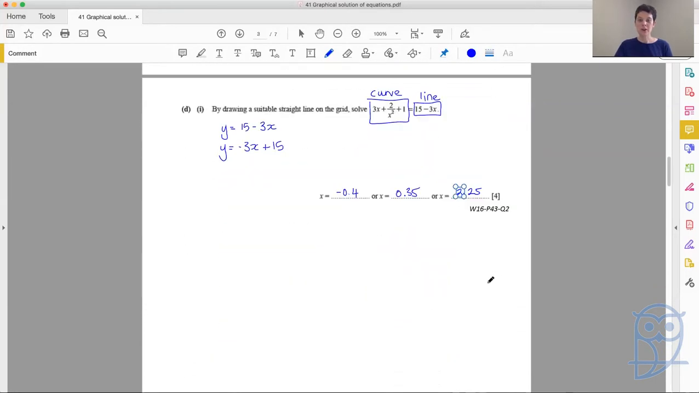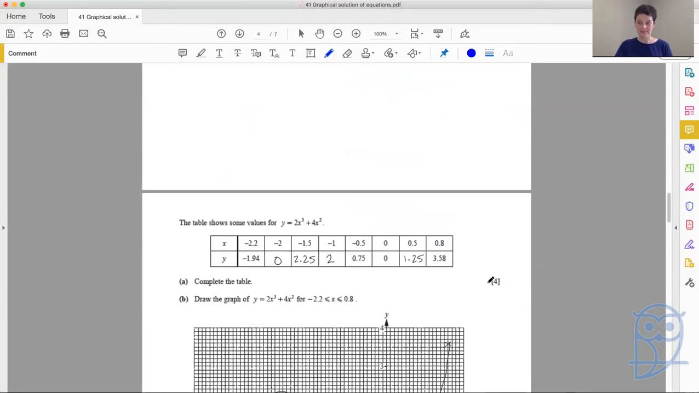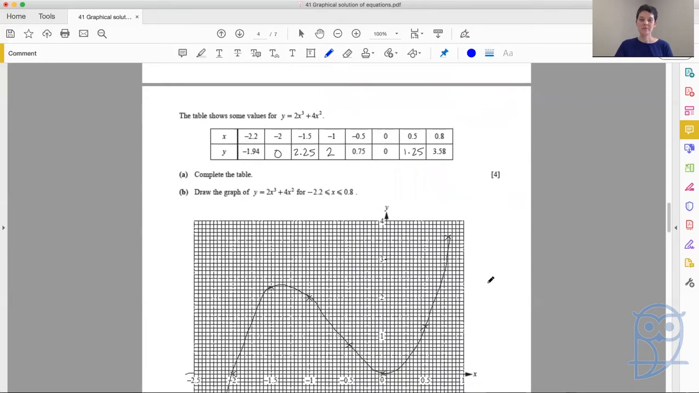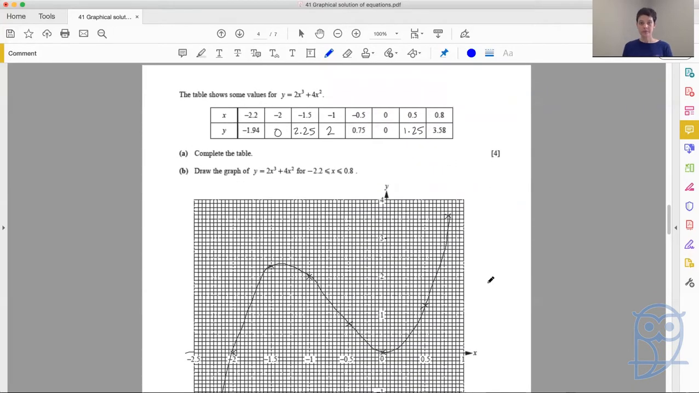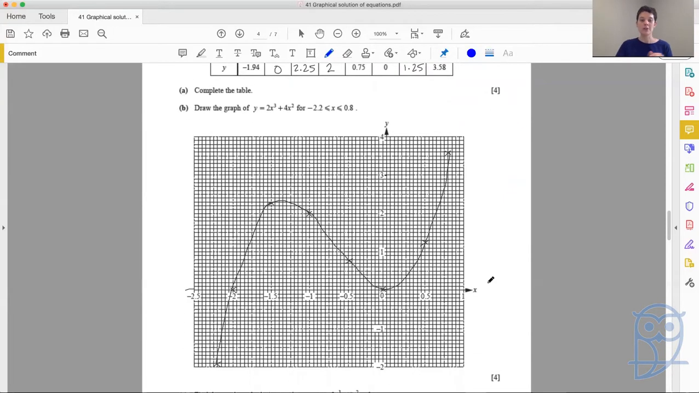So we're going to move on to another question. Here we have values for 2x cubed plus 4x squared. Again, some to fill in using the formula, complete the table, and then draw a graph, which I have already done. And again, a note to yourselves, your graphs will look a bit more smooth and accurate when you're doing them with a pencil on paper.